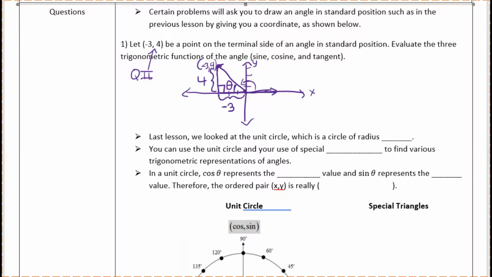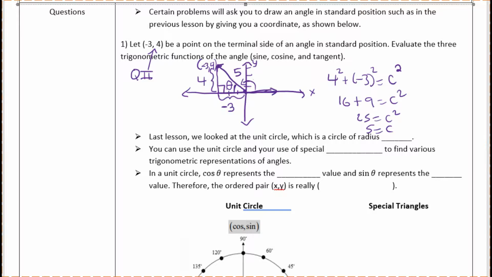Then we can find the hypotenuse here using the Pythagorean Theorem. So we have 4 squared plus (-3) squared equals c squared. So you have 16 plus 9 equals c squared, so 25 equals c squared, so c equals 5. All right, so that's how you set it up.